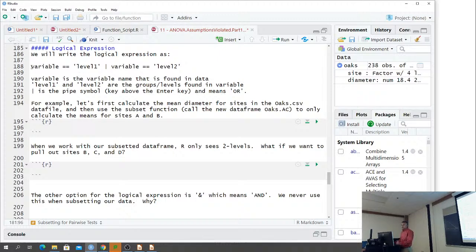Our logical expression is written in this type of format, where we specify the variable name that we're going to use for our selection. Double equal sign says that it's equal to that value. And then we're going to put the actual value that we're going to pull out in this level. So level 1, level 2, those are the levels within our grouping level factor. All right, our pipe symbol, that's the OR. And that's a key above the enter key.